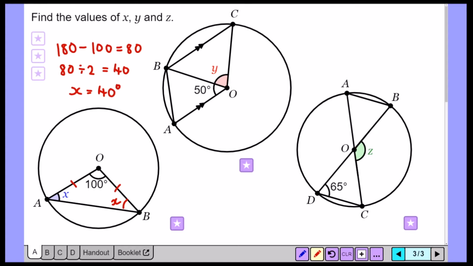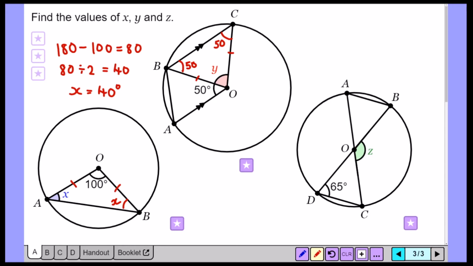In my second example, I'm given some parallel lines. Because of that, I can say that this angle just here must be 50 because alternate angles are equal. Just like the first example, I can say that this line and this line are equal, and therefore it forms an isosceles triangle, meaning that this angle here must be 50. I know that the line OB and OC are equal because again they both represent the radius of my circle.